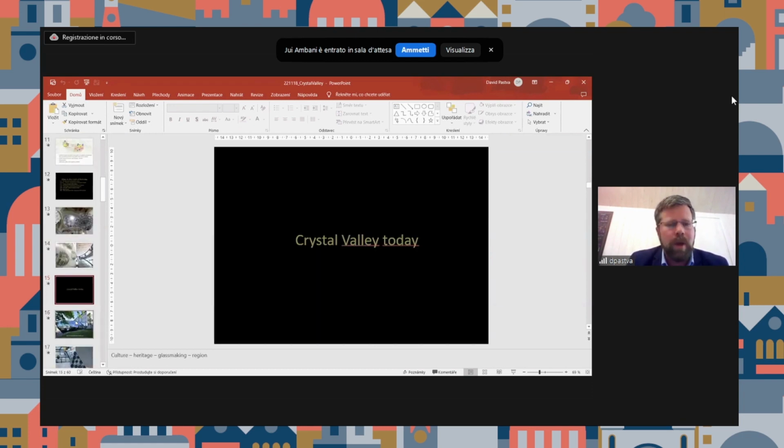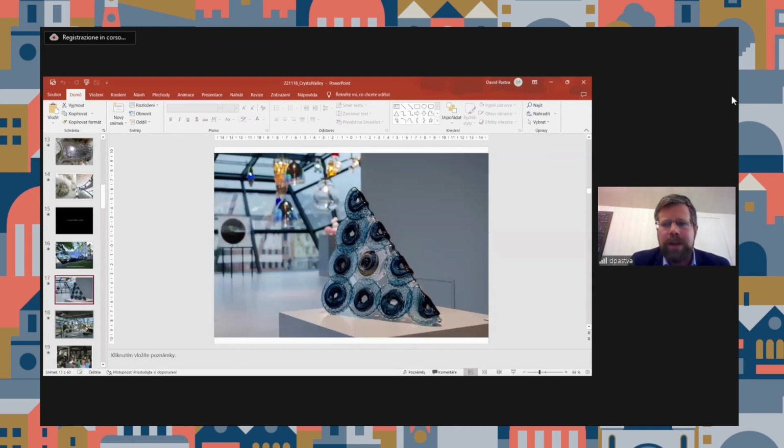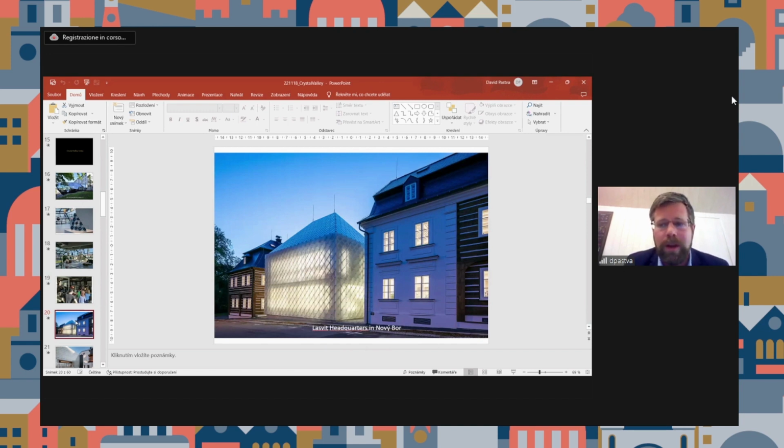But what we offer today to our visitors, maybe the most important institution, is the Museum of Glass and Jewelry in Jablonec nad Nisou, which is a historical building but has a new part, the so-called glass crystal building. It was built in 2020 and opened to the public. The upper side of this crystal is used for short-term exhibitions. Here you see some examples. And downstairs there is a permanent exhibition of Christmas decorations, but the whole museum is important for glass and for fashion jewelry. It's the biggest one in the world showing fashion jewelry made of glass.